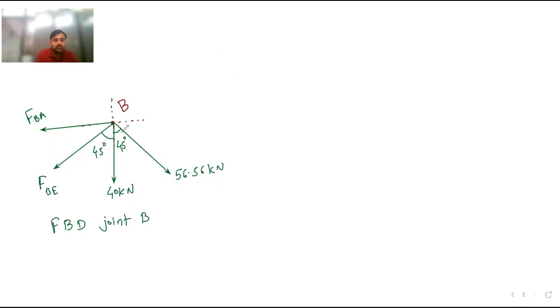So now we will solve it. First of all, resolve the inclined forces. The forces which are inclined must be resolved. Now here you can see this 56.56 kilonewton at an angle of 45 degrees. So this is my point of contact. One line parallel to Y, one line parallel to X.